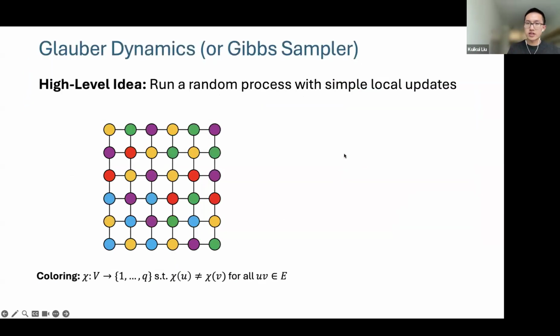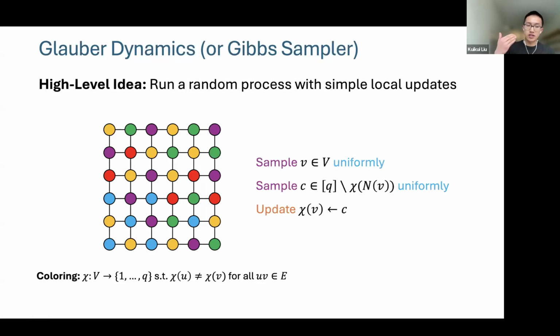Now, there's a very simple and very natural Markov chain you can run for sampling graph colorings called Glauber dynamics, or sometimes also called the Gibbs sampler if you come from the machine learning side of things. The basic idea is to start from some arbitrarily chosen coloring, maybe the one here, and to iteratively make random local perturbations to this coloring.